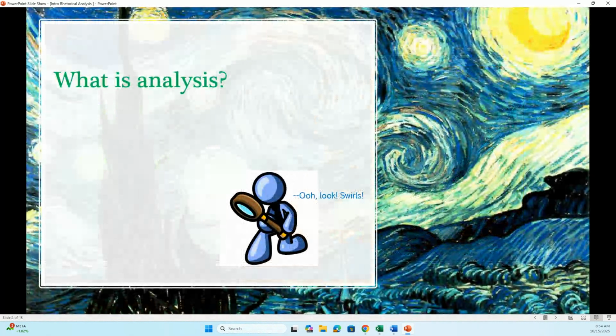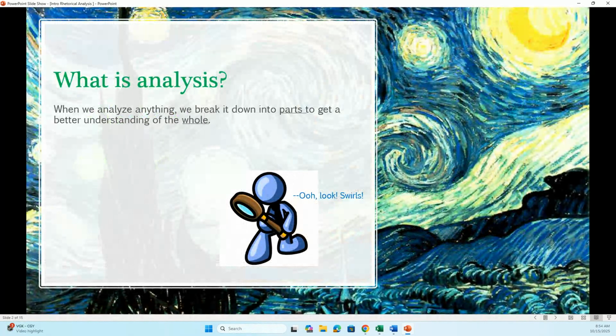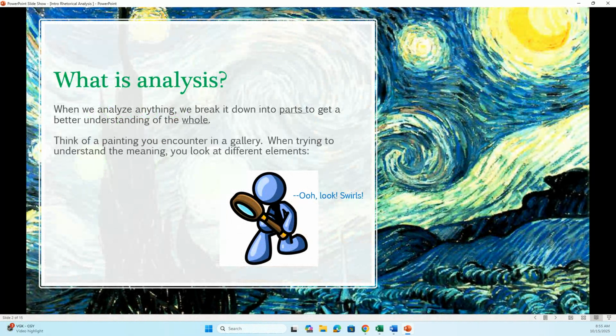So basic analysis, when you think of what it is, when we analyze something, we break it down. That's what analysis is. We break it down into smaller parts, categories, different areas, and examine those areas to get a better understanding of something as a whole. I'm trying to think of an example outside of English class, because this is something that you do in life and not just in an academic setting.